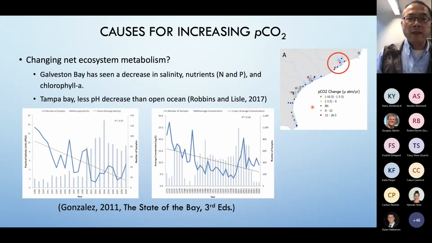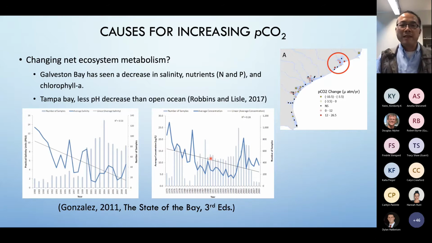Galveston Bay Estuary Program, and every so often they publish these state of the bay reports. The most recent I found was in 2011. You can see that in Galveston Bay, from the 1980s to the late 2000s, there is a decrease in salinity, and at the same time a decrease in chlorophyll concentration. So to me, considering there is an increase in pCO2, it seems like there is a net decrease in net ecosystem metabolism. That actually contributed to this increase in pCO2.